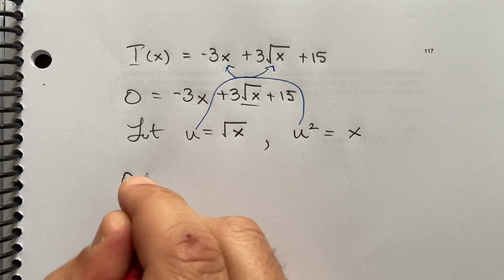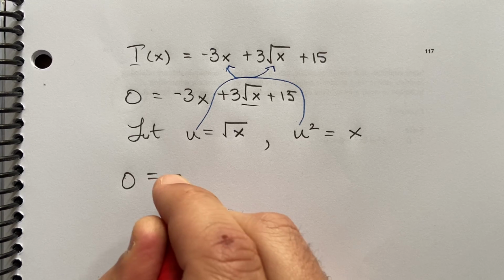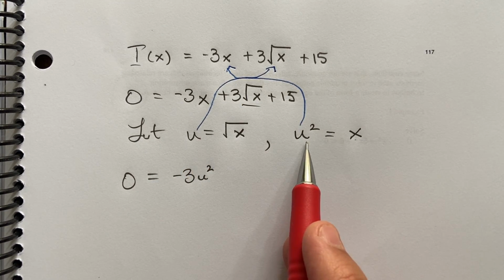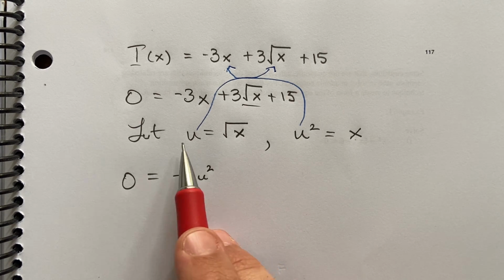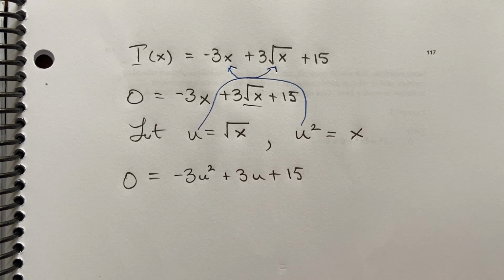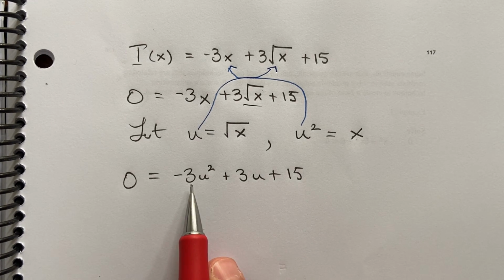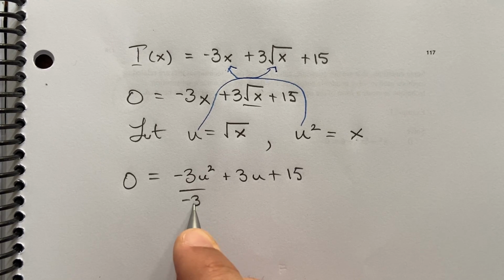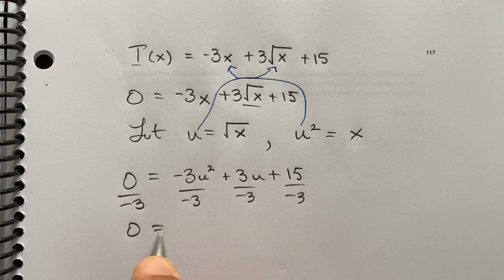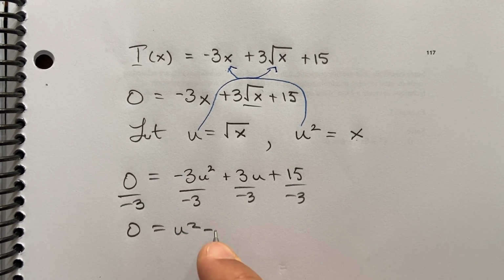So I'll have 0 equals negative 3 u squared, right? I'm replacing any occurrence of x with u squared, any occurrence of root x with u, plus 3u plus 15. All right, I'm noticing that every coefficient is divisible by negative 3, so I'll divide out a negative 3. So 0 equals u squared minus u minus 5.